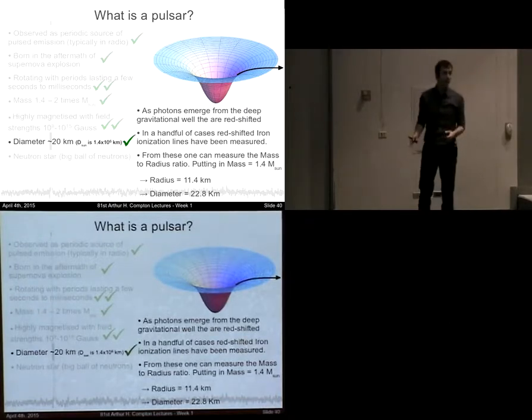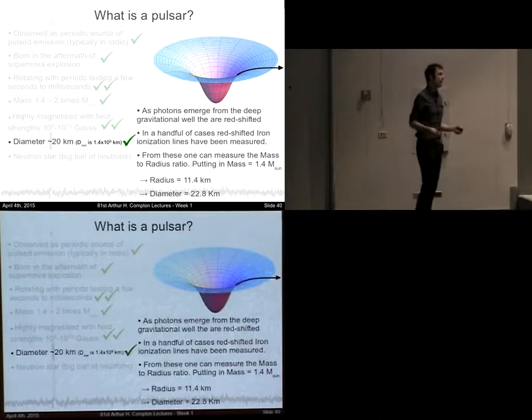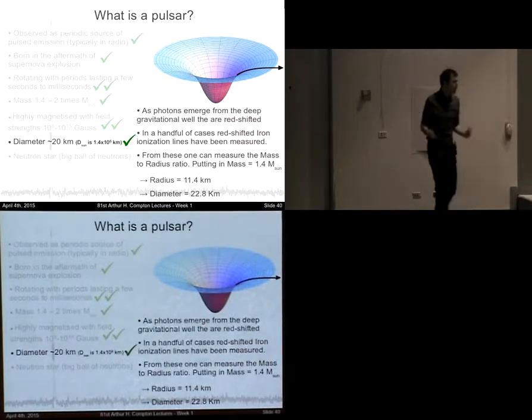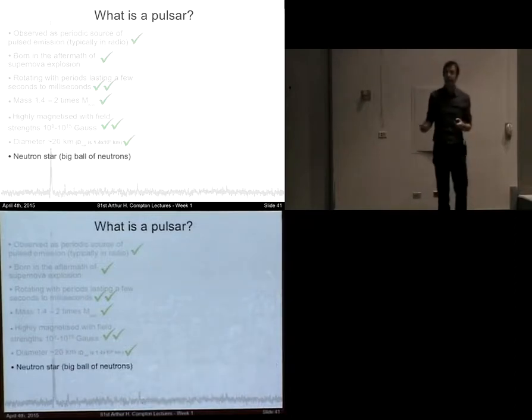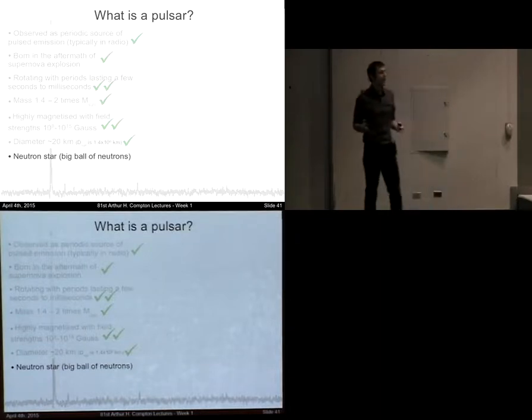Okay, and so finally, now that these are all observational quantities, we have to pin a name on this guy. We have to decide what is this very dense, highly magnetic spinning object. We call it a neutron star, and it's essentially a big ball of neutrons. You can think of it actually as an atomic nucleus itself.